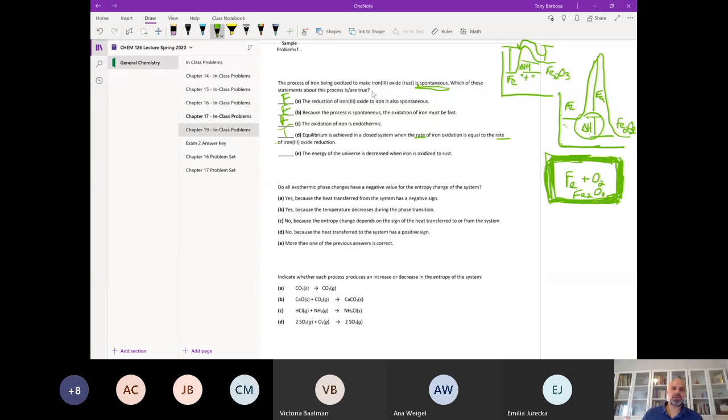The last one is just that the energy of the universe is decreased when iron is oxidized to rust. Well, the energy of the universe, and we'll talk about that in a slide or two in more detail, is always going to be constant. So this is going to be a false statement.